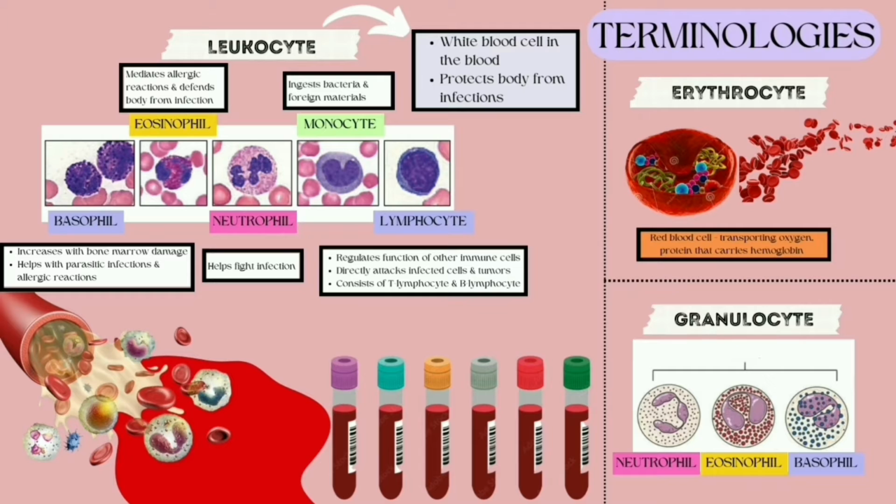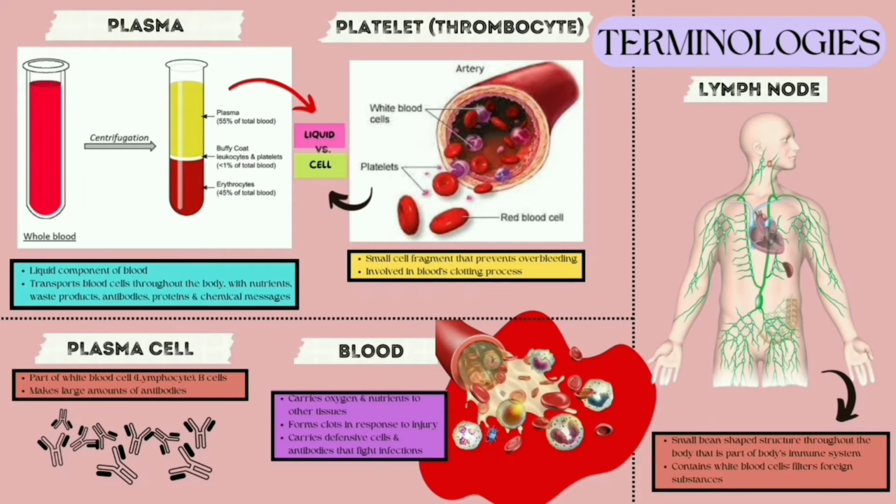It transports oxygen, a protein that carries hemoglobin. The next word is granulocyte, which means the small granules within the white blood cell. There are only 3 white blood cells that contain granulocytes, and they are basophil, eosinophil, and neutrophil. Okay, next we have the word plasma. Plasma is the liquid component of blood that transports blood cells throughout the body, along with nutrients, waste products, toxins such as urea, ammonia, creatinine, and it transports antibodies, proteins, and chemical messages throughout the body. Then we also have plasma cell, which is part of white blood cell, particularly lymphocyte, B cells that make large amounts of antibodies. The next word is thrombocyte, which is also called platelet, a small fragment cell that prevents overbleeding and is involved in the blood clotting process.